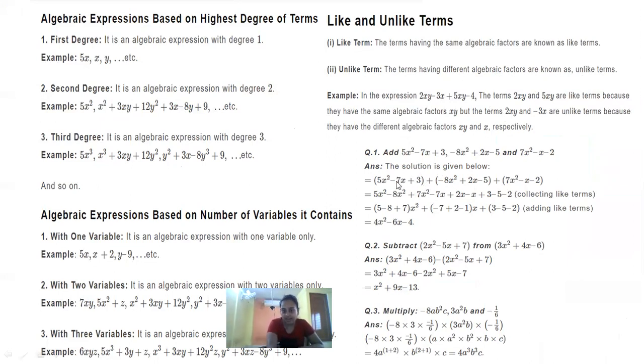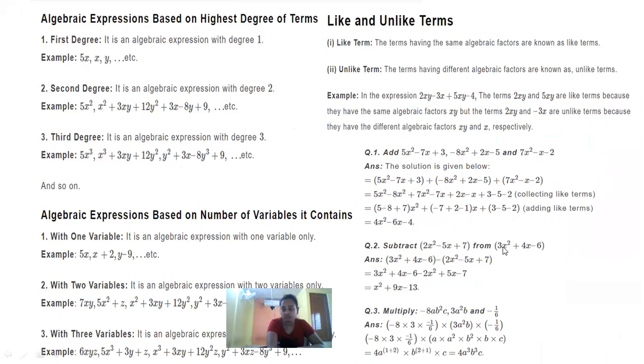When you add them, you get this long chain, where the first thing is to identify and collect the like terms within a bracket. Here the like terms are 5x squared, minus 8x squared, and 7x squared. We put them in a bracket. Then you put minus 7x plus 2x and minus x in another bracket, because they also carry the same algebraic factor. That means they are also like terms. Apart from that, you put the constant terms in the same sequence, plus 3, minus 5, minus 2. Finally, doing the algebraic operations, you get 5 minus 8 plus 7 as the coefficient of x squared, minus 7 plus 2 minus 1 as the coefficient of x, and 3 minus 5 minus 2 as the constant term. So you will get 4x squared minus 6x minus 4.